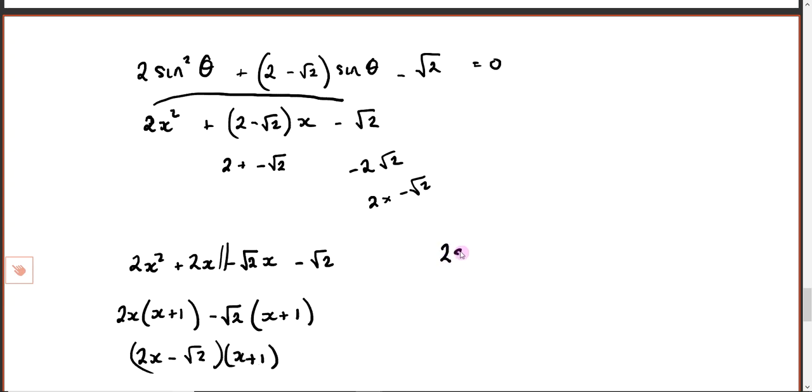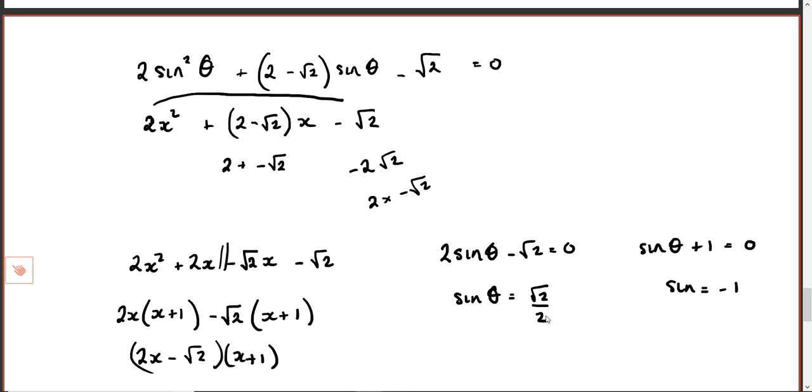So then it becomes 2 sine theta minus root 2 is equal to 0, and sine theta plus 1 is equal to 0. So that's sine theta is negative 1, and this would be sine theta is root 2 over 2.